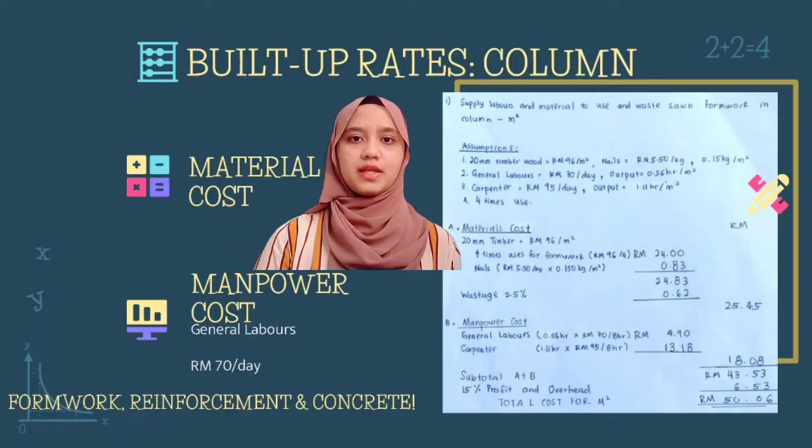Then we need to add the labor cost, which is RM80.08. Since there is no machinery involved, we have the total cost per meter square of formwork is equal to RM50.